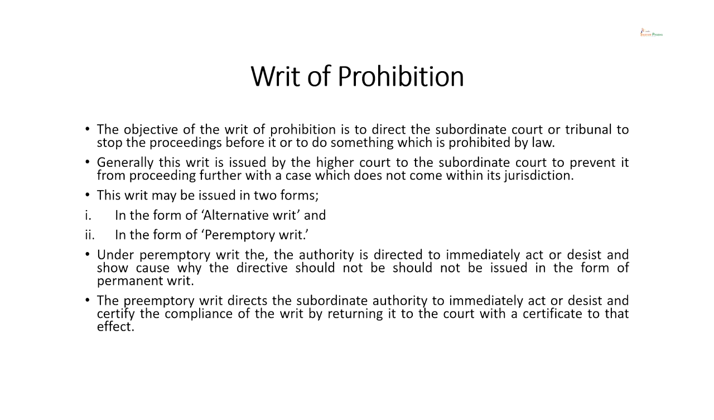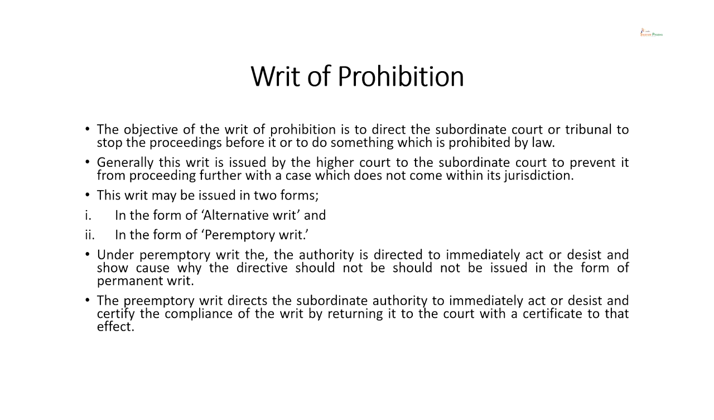Next is the writ of prohibition. The objective of the writ of prohibition is to direct the subordinate courts or tribunals to stop the proceedings before them or to not do something which is prohibited by law. Generally, this writ is issued by the higher courts to the subordinate courts to prevent them from conducting the proceedings further in a case which does not come within their jurisdiction.